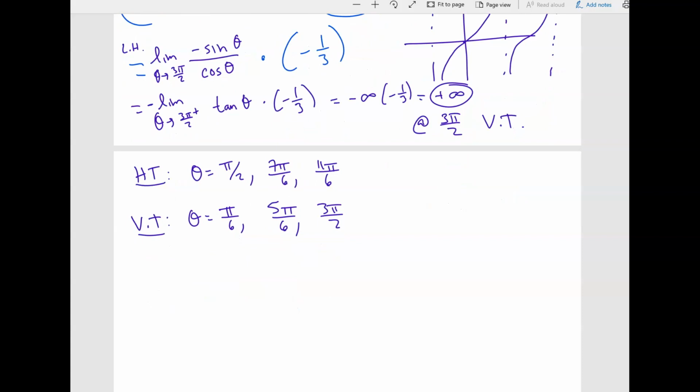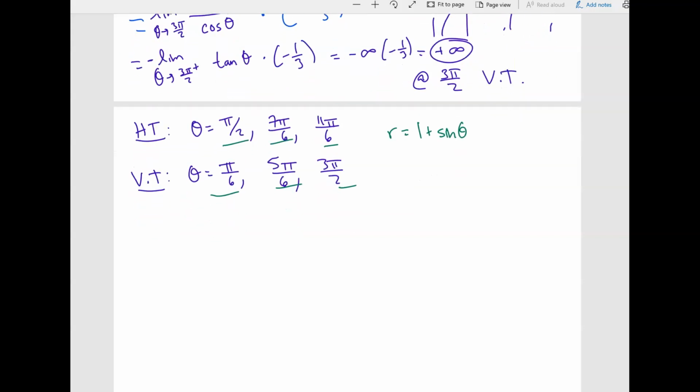What you really have to do now is figure out what the r values are. So you plug back into r equals 1 plus 2 sine theta, and you plug in all of these points. For the horizontal tangents, this is what you get. When you plug in pi over 2, you get 3 comma pi over 2, then 1/2 comma 7 pi over 6, and then 1/2 comma 11 pi over 6.